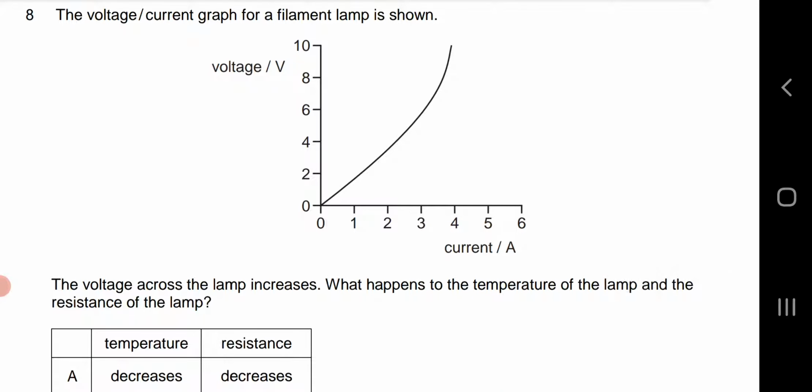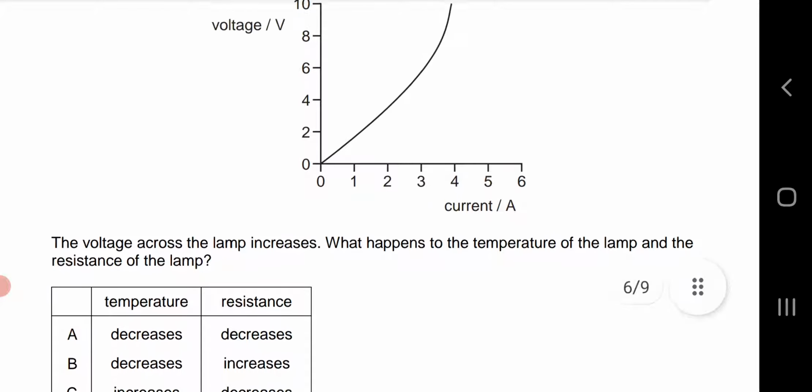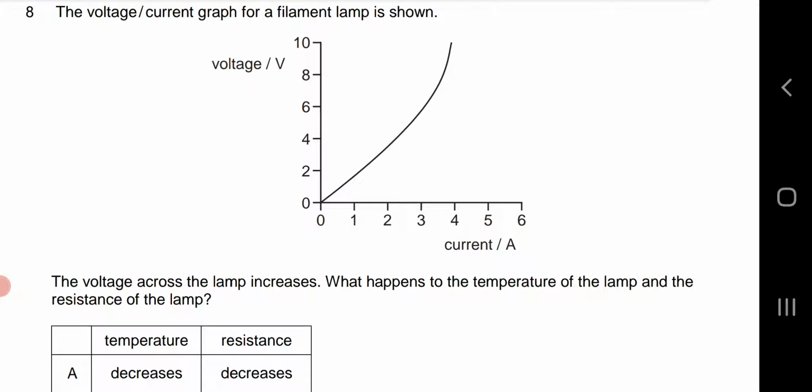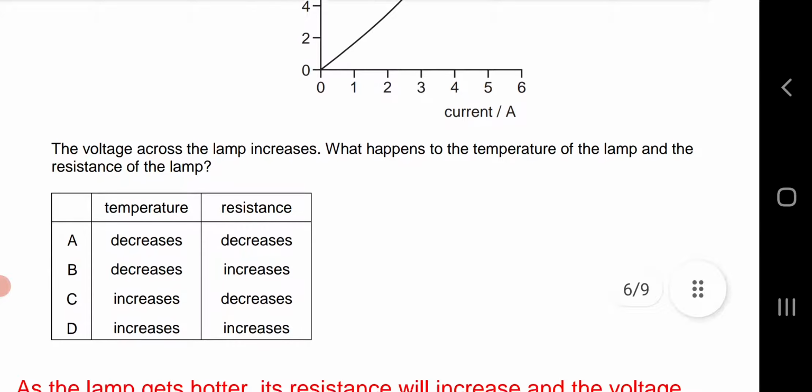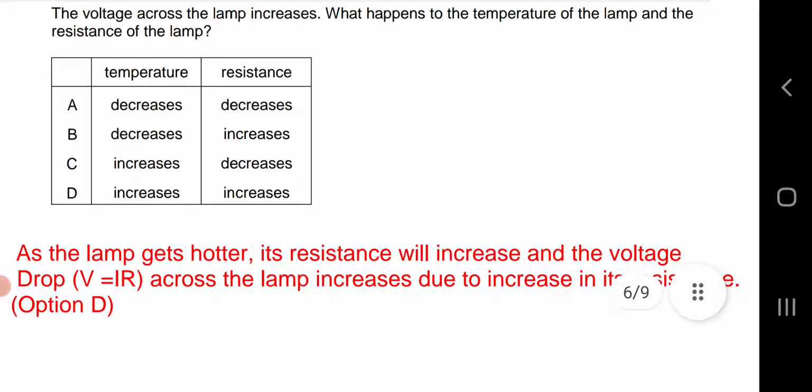Question number 8. The voltage current graph for a filament lamp is shown. The voltage across the lamp increases. What happens to the temperature of the lamp and the resistance of the lamp? So as the lamp gets hotter, its resistance will increase and the voltage drop V is equal to IR across the lamp increases due to increase in its resistance. So it is option D.